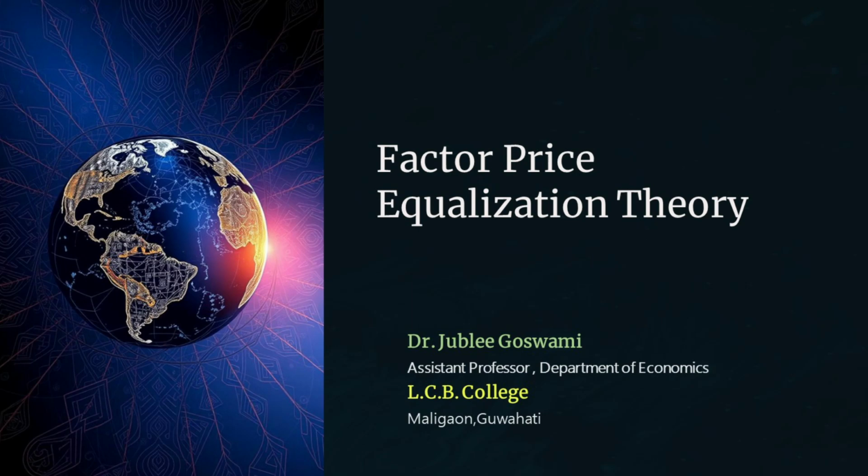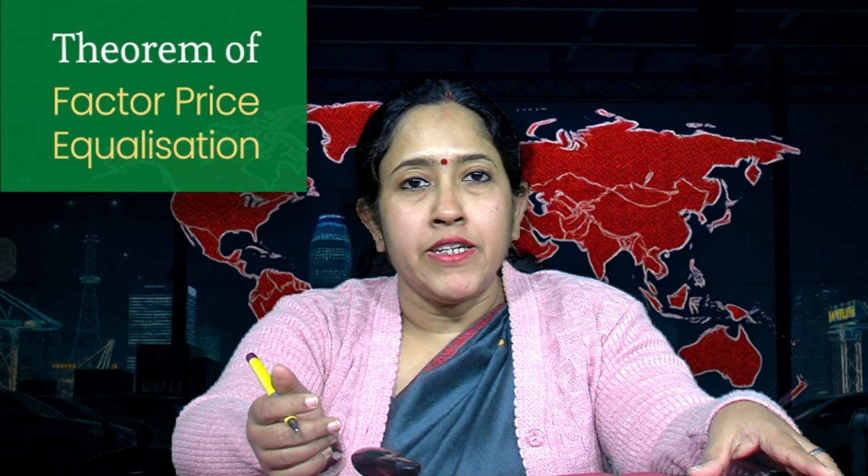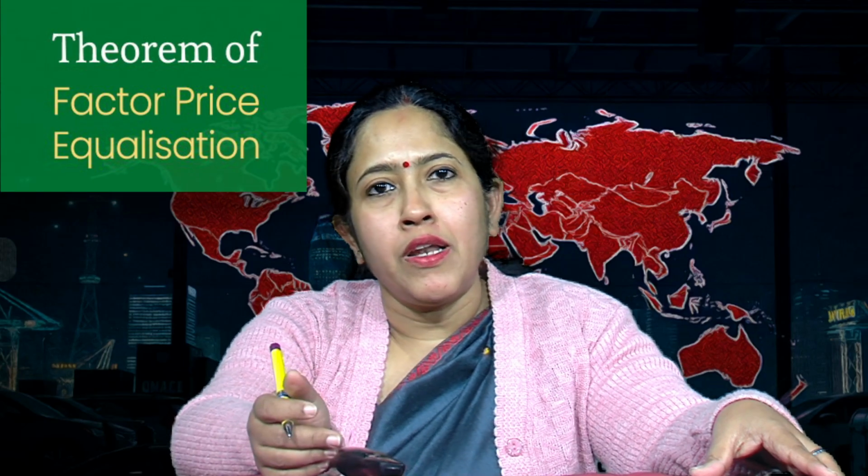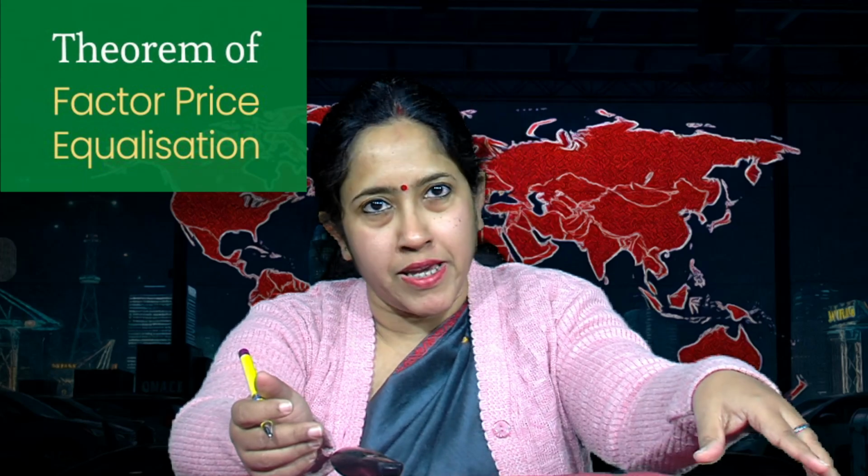So we are going to start with a theory that is a corollary of the Heckscher-Ohlin theory. The key takeaways from this discussion would be the statement of the theory of factor price equalization, the assumptions on which this theory depends, the explanation pertaining to this theory, followed by a diagrammatic explanation also using the Edgeworth box diagram. So, first of all, let us relate to what this theory says.